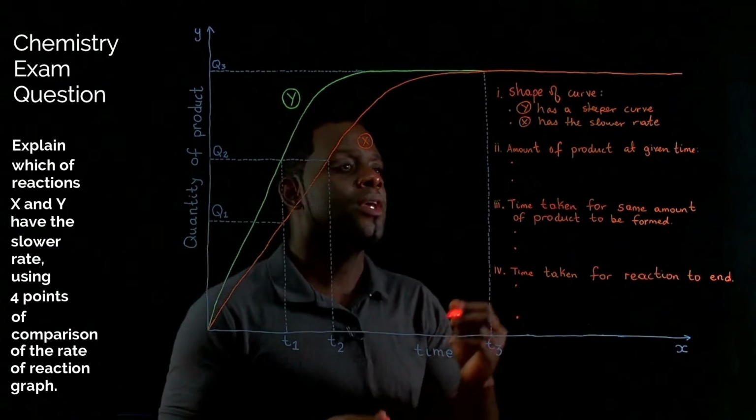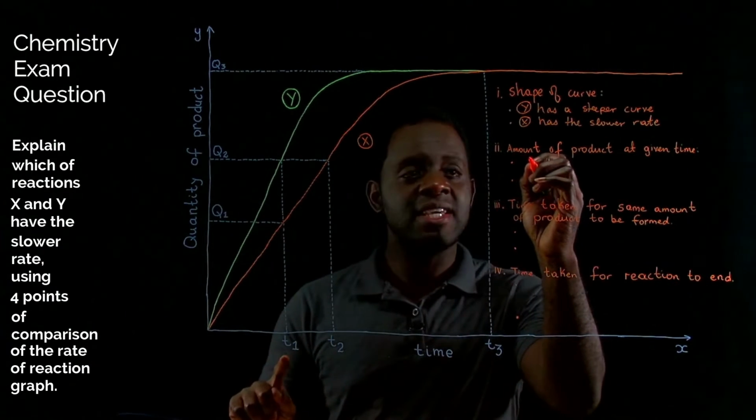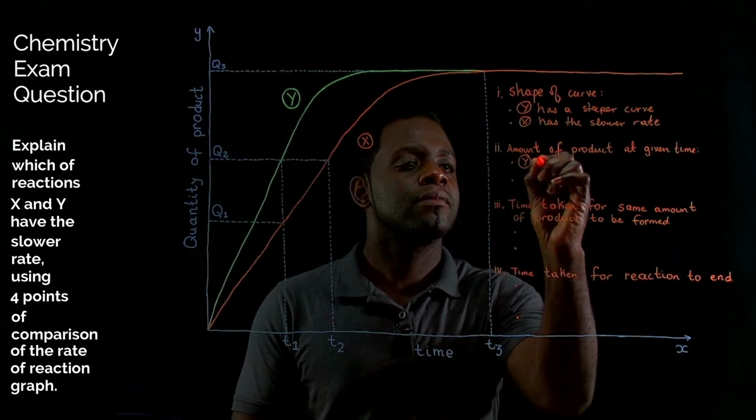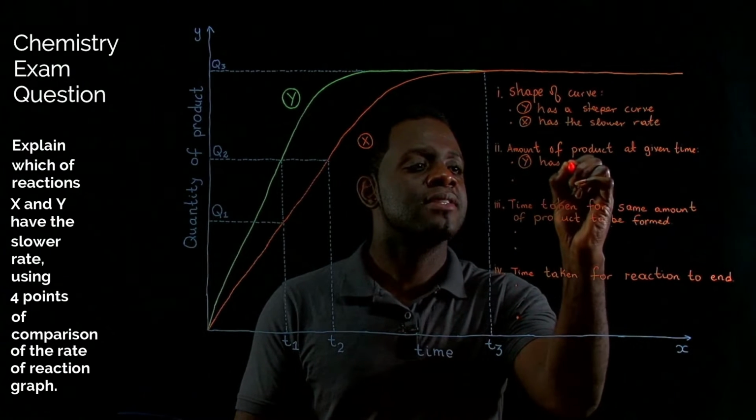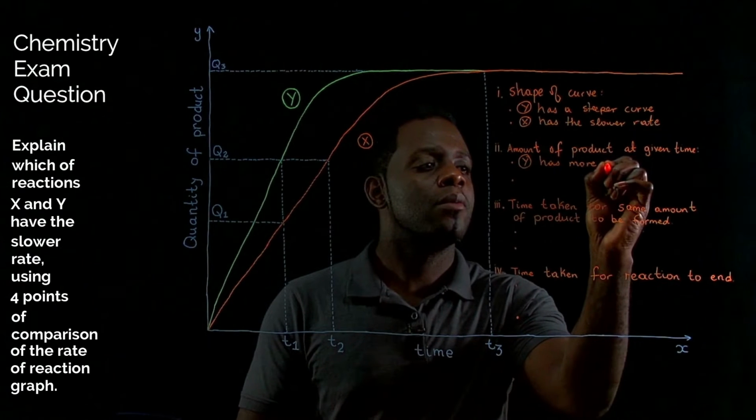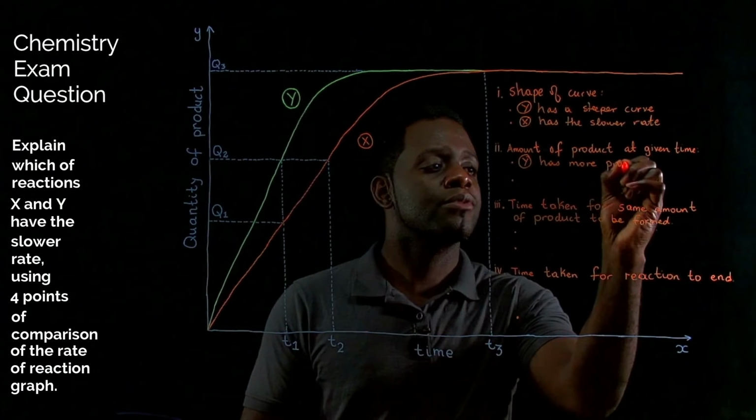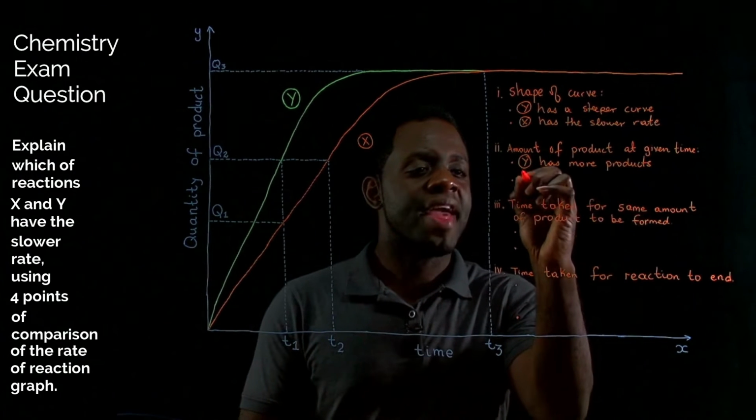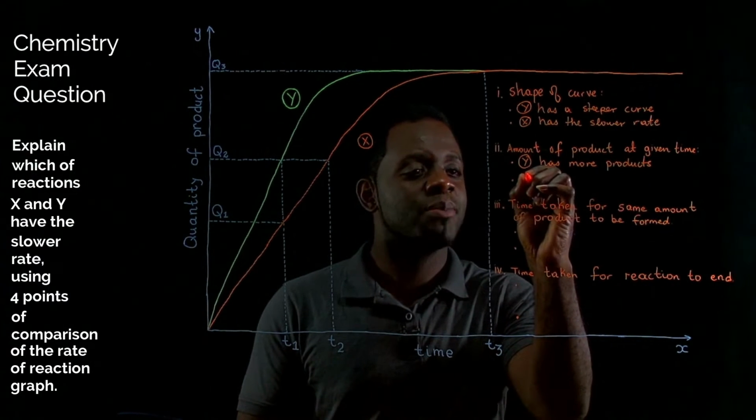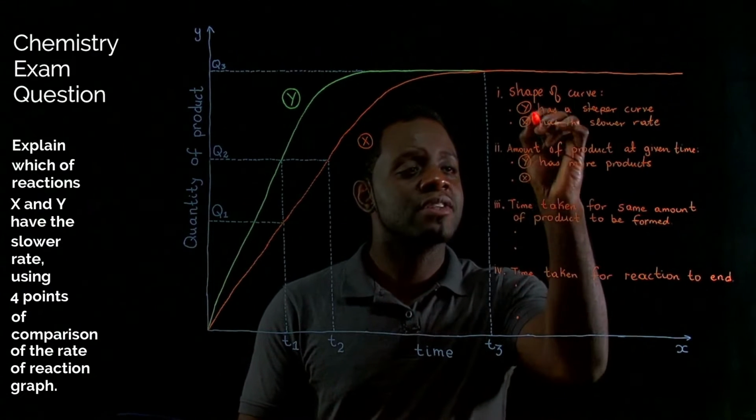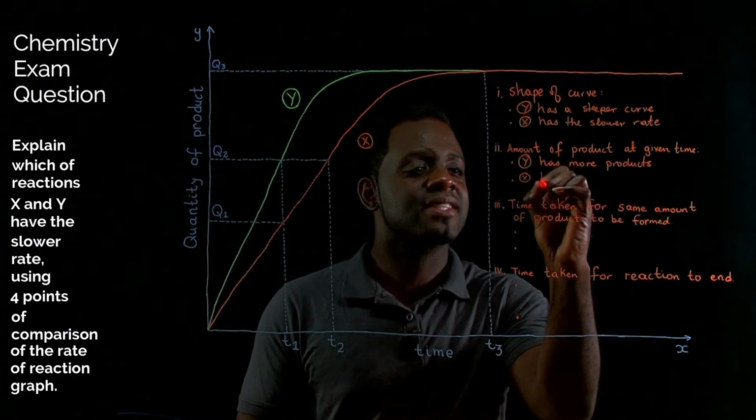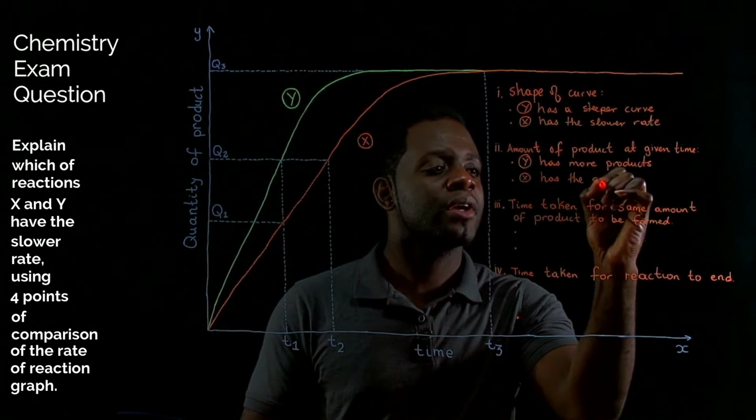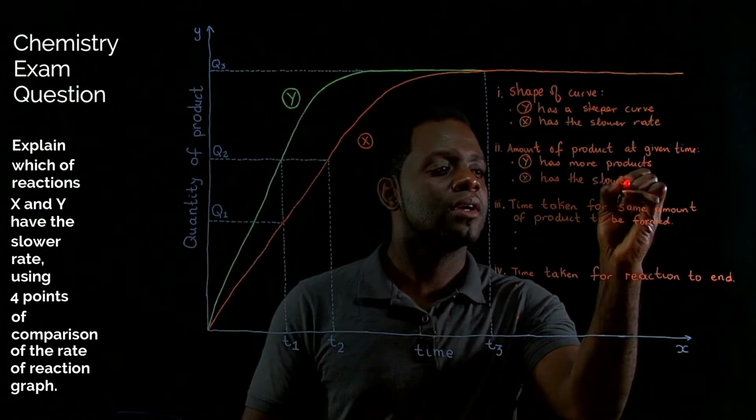So at a given time T, Y has more products, then that also supports the first conclusion that X has the slower rate.